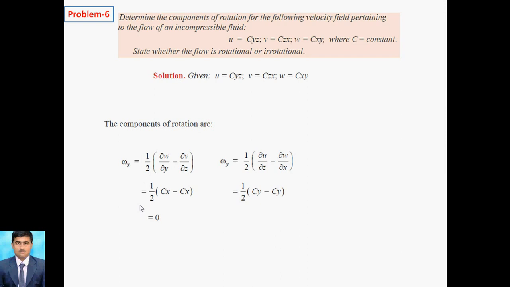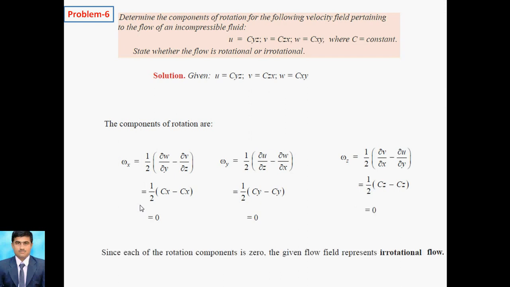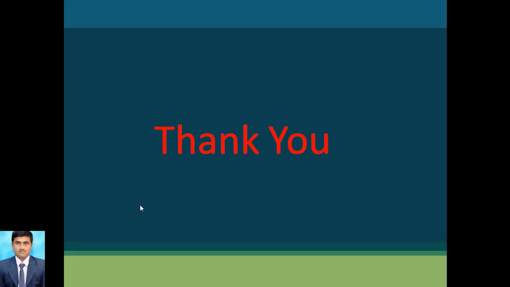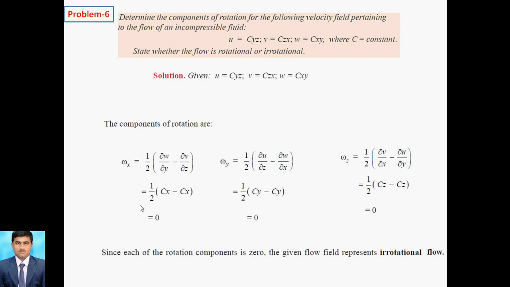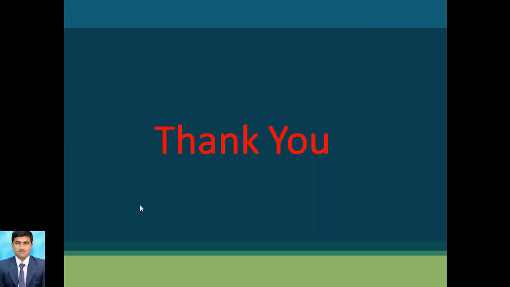Then wz is half of dou v by dou x minus dou u by dou y. Put in these values, that is Cz minus Cz, which is 0. So all components are 0, which means the flow is irrotational. Okay, now this relates to all these things. In the next lecture we will discuss stream functions and their related flows.